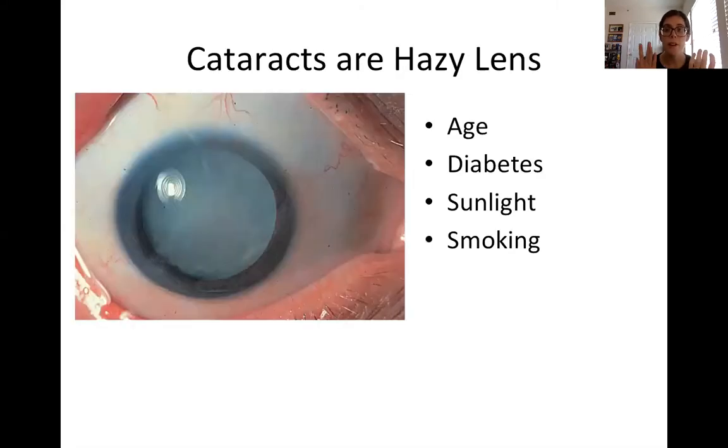Okay, let's talk about a few diseases for the eye. So cataracts is when that lens gets hazy, and the risk factors for developing this are age, diabetes, sunlight. So in the same way we wear sunscreen, we really should wear sunglasses to protect our eyes. And smoking also really greatly increases your risk for cataracts.